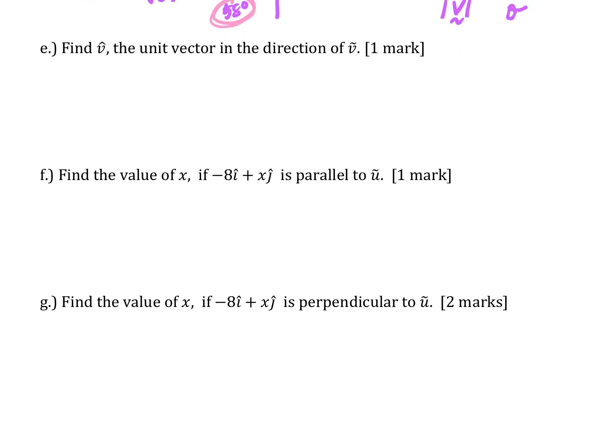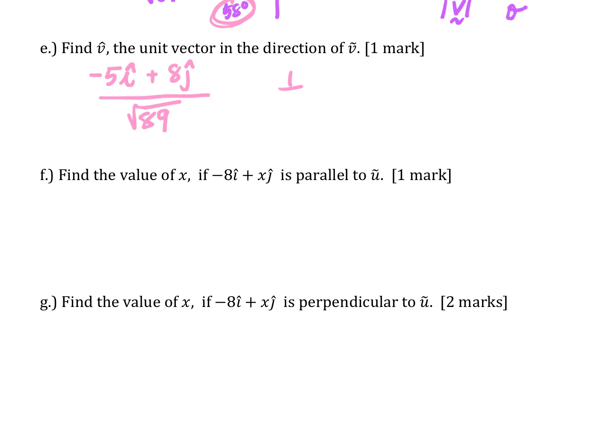Find v hat, the unit vector in the direction of v. Well, remember that a unit vector is a vector that has the same direction, but a magnitude of 1. So all I'm going to do is divide that by its magnitude. Divide it by root 89. There's a few different ways I'll accept that. I would accept that, that's fine, just like that.